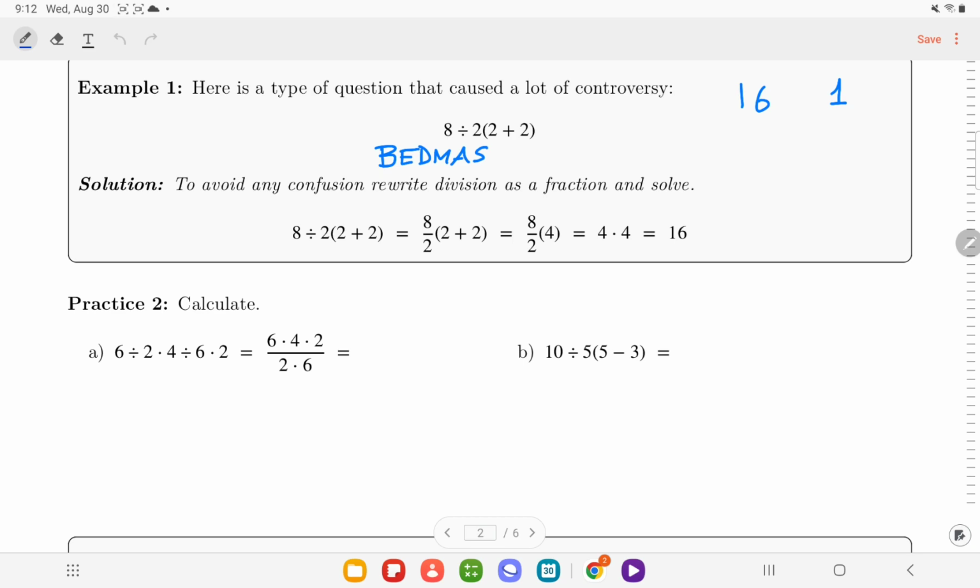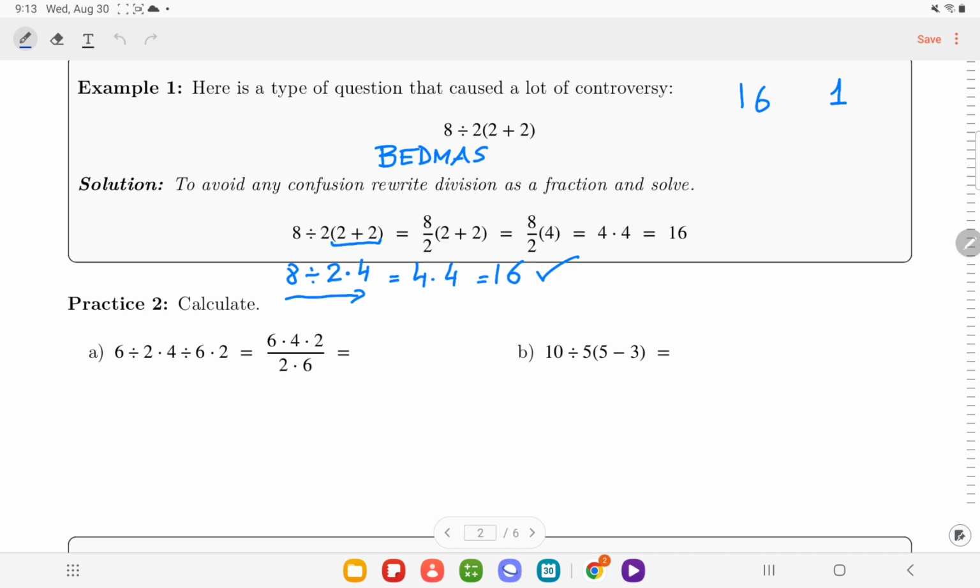Let's follow the BEDMAS. First, we have to complete the brackets. 2 plus 2 is 4. Next, we complete the operations from left to right. 8 divided by 2 is 4, and 4 times 4 is 16. This is the correct answer.